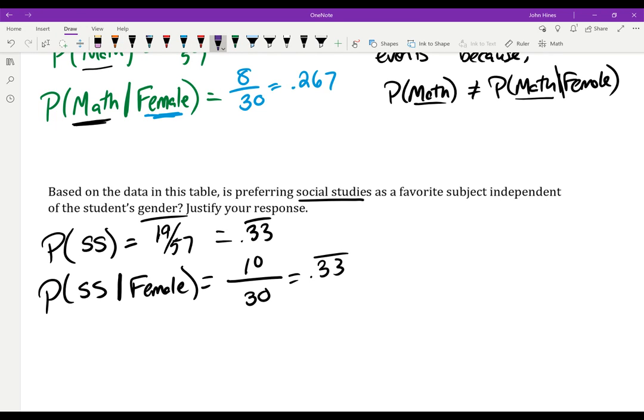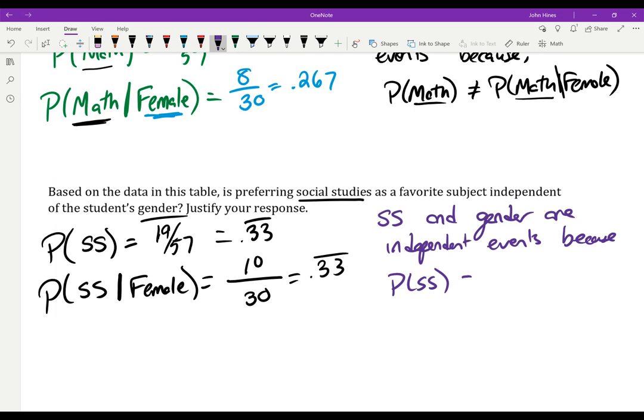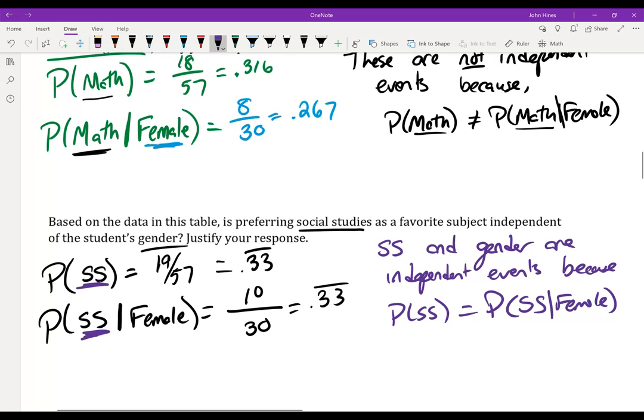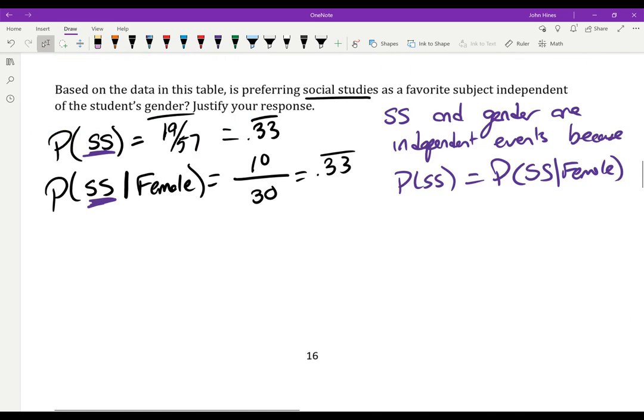So I'm going to say social studies and gender are independent. Doesn't matter if you're male or female, you're just as likely to pick social studies as your favorite subject. Social studies and gender are independent events. Because the probability of social studies equals the probability of liking social studies given that you're a female. These two probabilities are equal. I compare the plain old probability with that same probability, but this time given some extra condition. That's how we test for independence. We find two probabilities and we compare to see if they're equal.